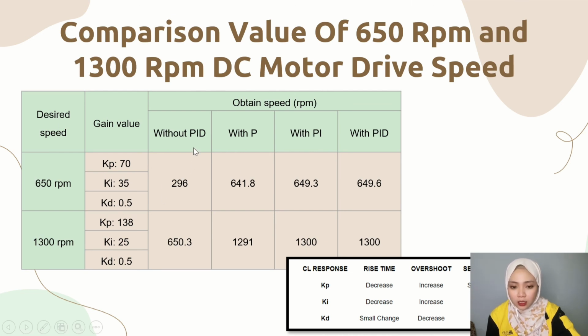Without PID, as you may see, the difference is so big because of the desired speed applied. With P, 70 and 138, for the 650 RPM the obtained speed is 641.8, so it is almost the same, while the 1300 gets 1291. With the PI controller, 649.3, and the 1300 RPM is exactly the same. For the PID controller, for the 650 RPM desired speed, the obtained speed is 649.6, which is a 0.4 difference, but it is actually quite the same, and the 1300 RPM is the same.